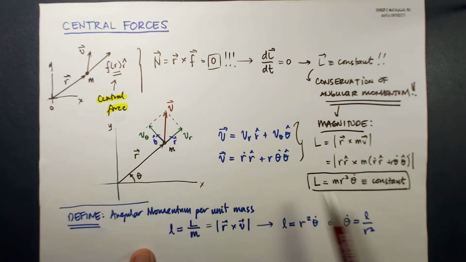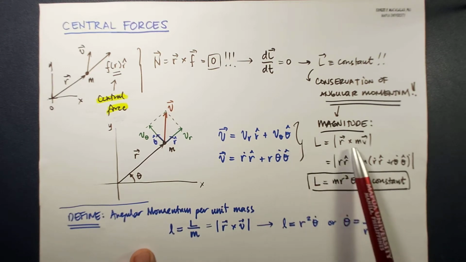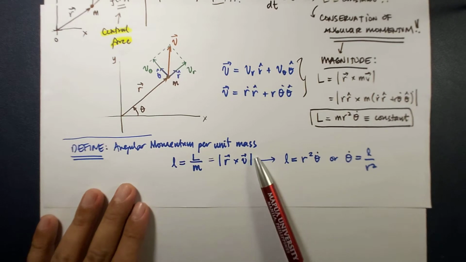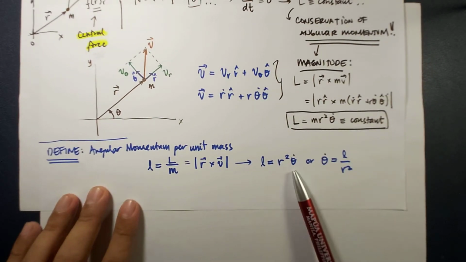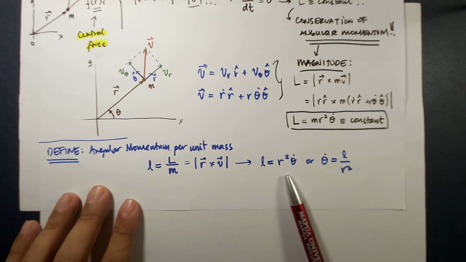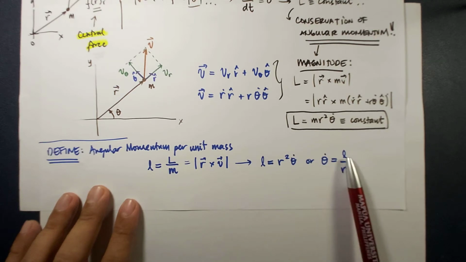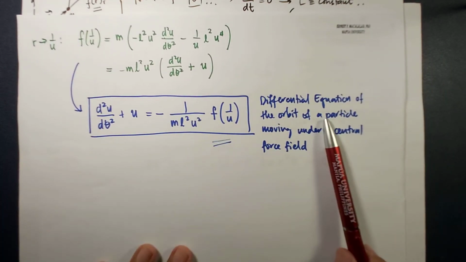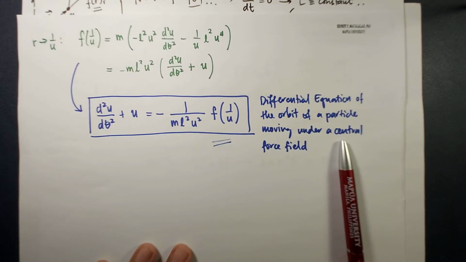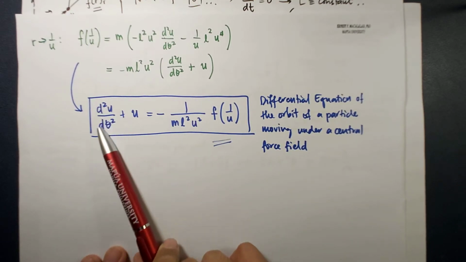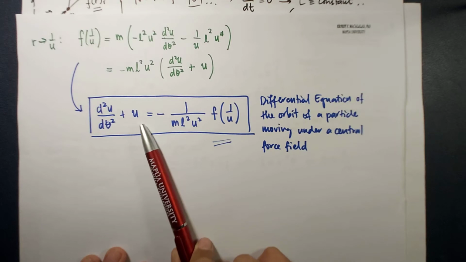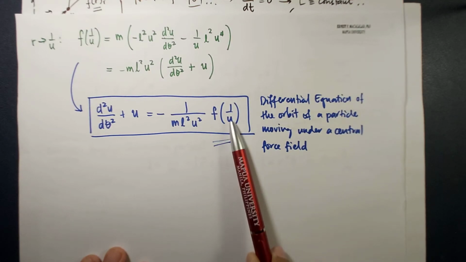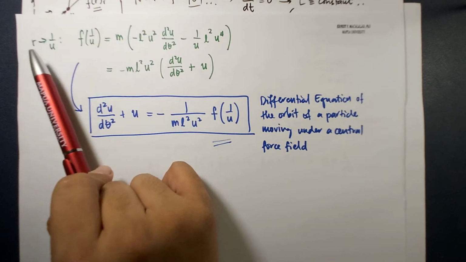The direction of your angular momentum points using the cross product between r and p. We also define the angular momentum per unit mass, L, which is equal to r squared theta dot, and that is a constant as well. From here we can write theta dot in terms of L and r squared. We can then calculate the differential equation of the orbit of a particle moving under this central force field: the second derivative of u with respect to theta plus u equals negative 1 over m L squared u squared times the force function in terms of 1 over u, where 1 over u is equal to r, or u is the reciprocal of r.